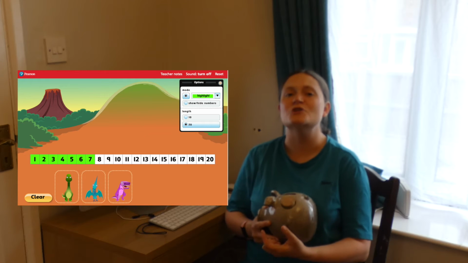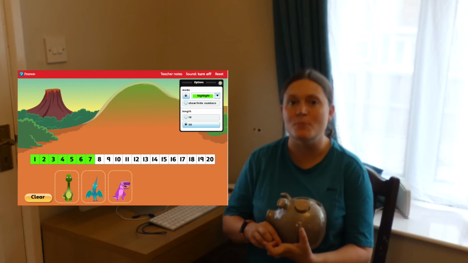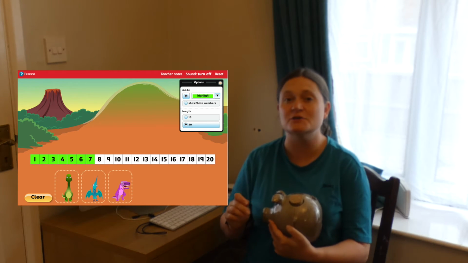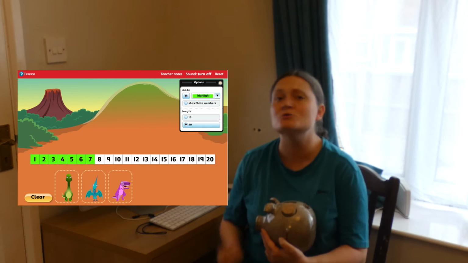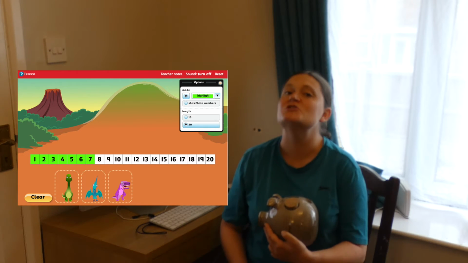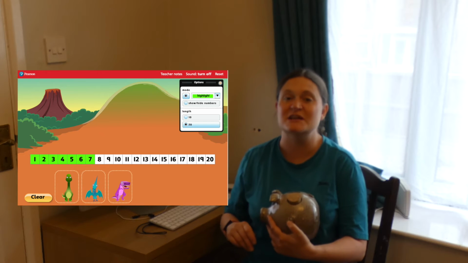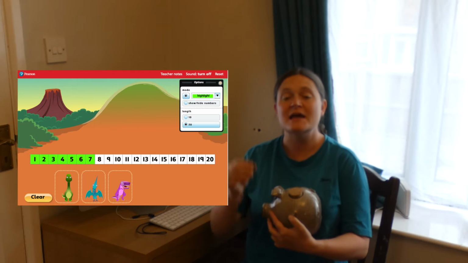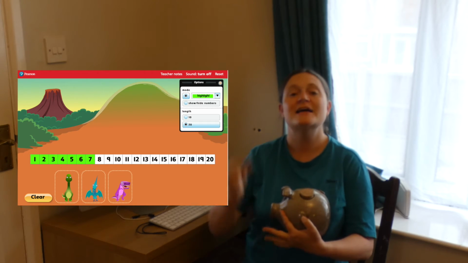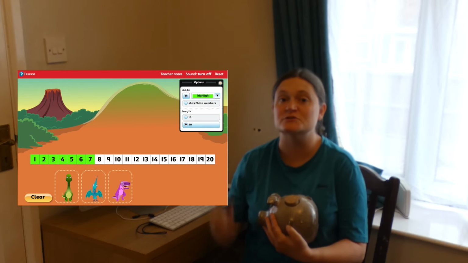Now I'm going to add on 2 more. Okay, so we know there are 7, so we need to remember that information. We don't need to start back again at 1 because we know there are 7 inside. So we've got 7, here are 2 more, 1, 2. Okay, so from 7 we're going to do 2 more.